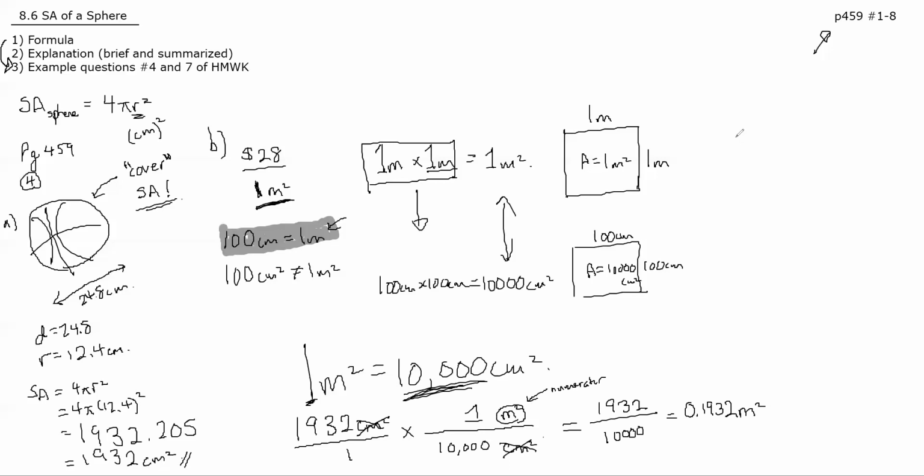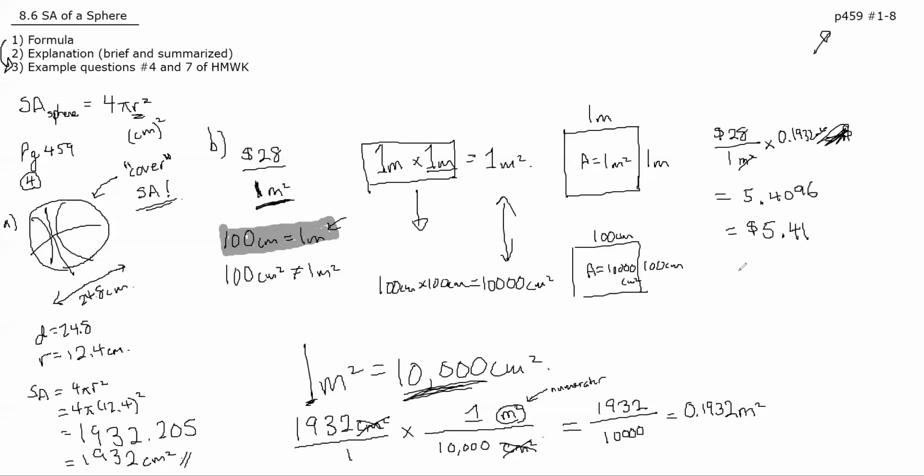All right. So back to the question. I have $28 per 1 meter squared. How much is the final cost? The final cost is, in dollars, I want to get rid of meters, don't I? I'm going to multiply this by... 1 unit cancels, multiply across. This is going to equal 5.4096. That's approximately $5.41.